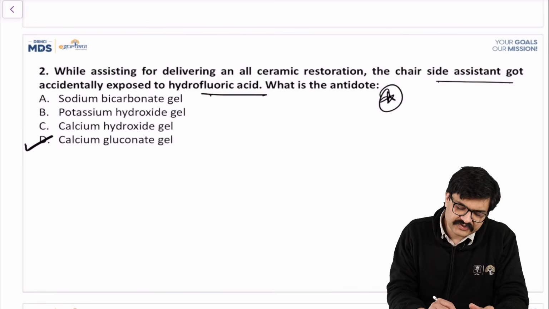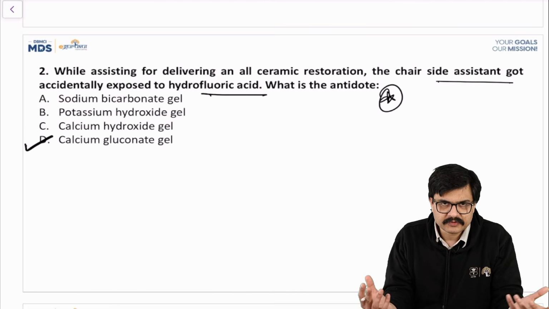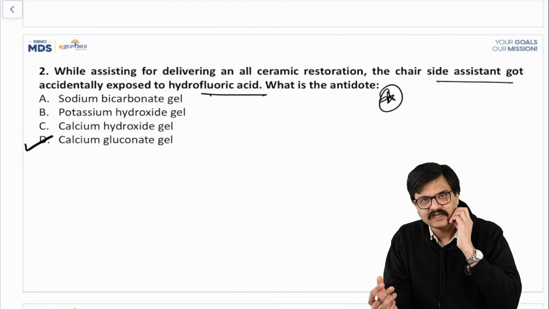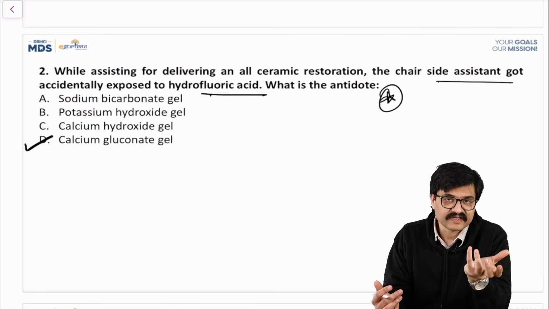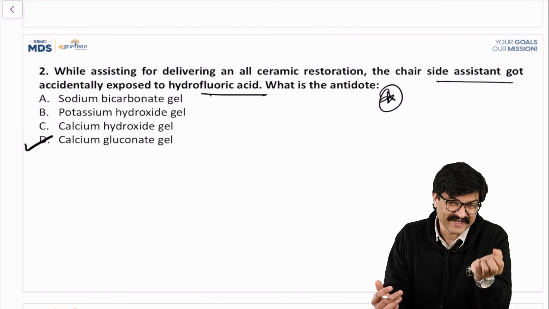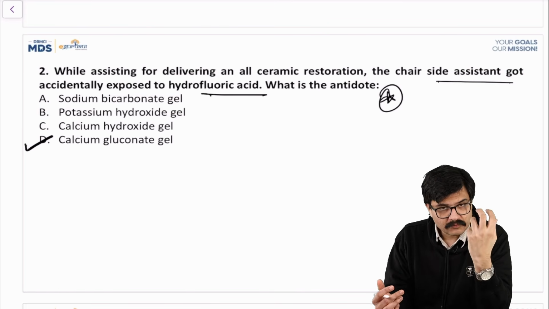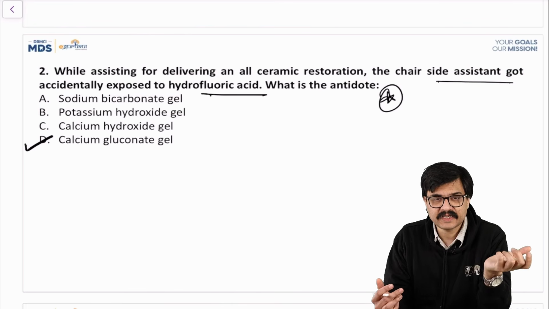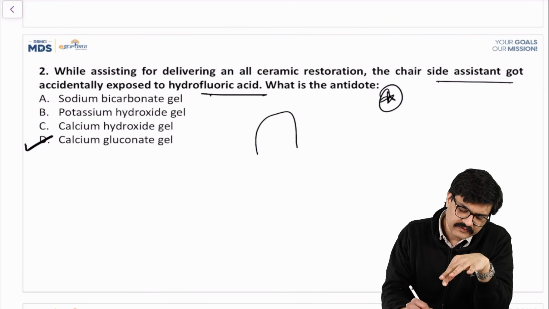The answer is calcium gluconate, guys, right? What are the other applied MCQs that you get? You'll be thinking, what is this HF, right? This HF is basically a ceramic conditioner, just like phosphoric acid is the tooth conditioner, the tooth etchant, right? In order to create irregularities on the tooth surface to enhance micromechanical bonding. Similarly, HF is used on the tissue surface of a ceramic crown.